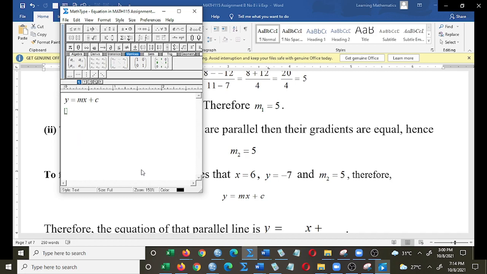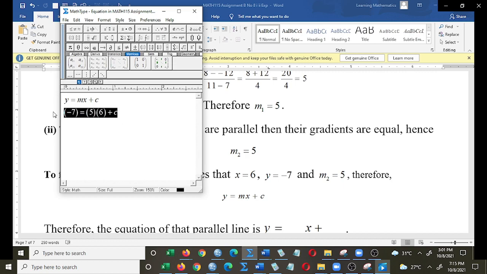So, I'm putting a bracket there and everybody knows why I'm putting a bracket there because we have done that already. We're trying to find C to complete the equation of the line. Okay, so help me out. What comes in that first bracket? Negative 7. What comes in that? 5, because the lines are parallel. What comes there? 6. Plus C, because we're talking about X.